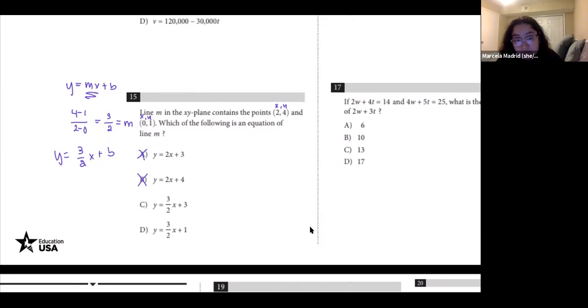And from there, I can just take whatever point I want. I think for it being easier for me to solve, I'm going to just use the point 0, 1, and plug it into the equation. So it's going to be 1 equals 3 over 2 times 0 plus b. This is just 0. So then you have 1 equals b, and your answer choice is going to be D.